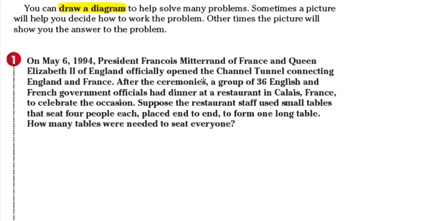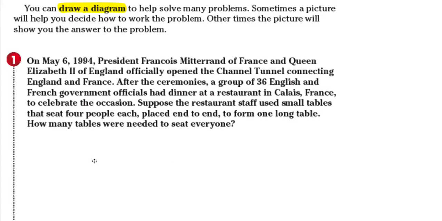After the ceremonies, a group of 36 English and French government officials had a dinner at a restaurant in Calais, France, to celebrate the occasion. Suppose the restaurant staff used small tables that seat 4 people, placed end to end to form one long table. How many tables were needed to seat everyone?